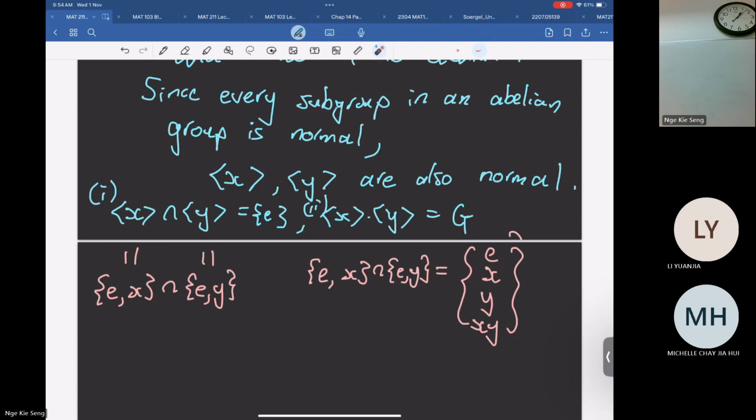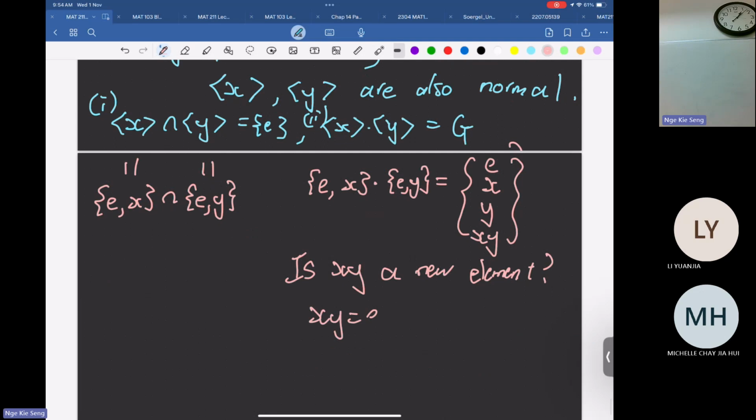So the thing you need to consider here is whether XY is a new element. Can XY equal E or not? Can XY equal X or not? Can XY equal Y or not? No, right? Think about it. Why can't it?